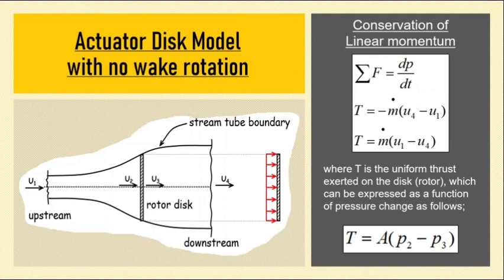Based on the diagram, we can find the conservation of linear momentum is sum of F equals dp over dt, T equals negative m-dot times (u4 minus u1), T equals m-dot times (u1 minus u4), where T is the uniform thrust exerted on the disc rotor, which can be expressed as a function of pressure change as follows: T equals A times (P2 minus P3).